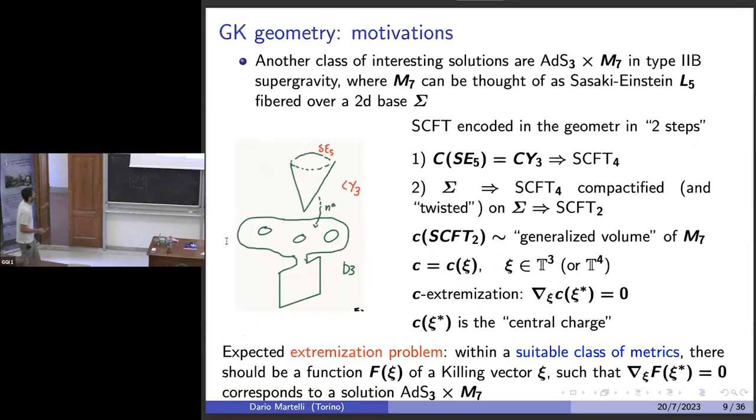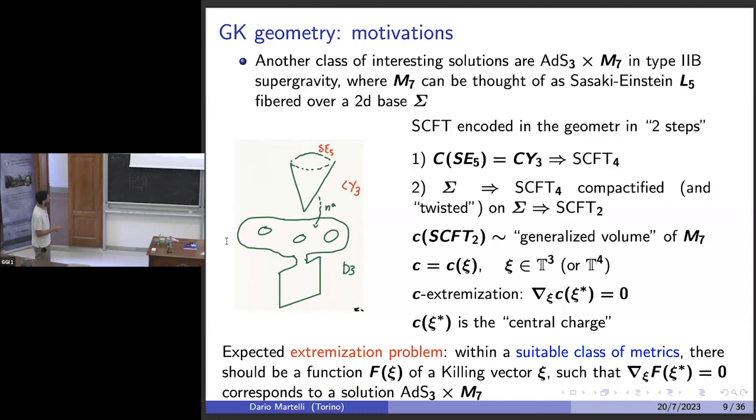Okay, now jumping some 15 years later, another interesting type of setup, let's say, of geometry within holographic interpretation is given by this. So you have AdS3 times M7. Now there is a seven-dimensional manifold in type IIB supergravity, where at least to begin with, we can think of this M7 as constructed from a Sasaki-Einstein L5 fibered over some base, for example, a Riemann surface. So this is a way to think about it physically, although we can then make it more abstract, a more general type of geometry, which I will describe.